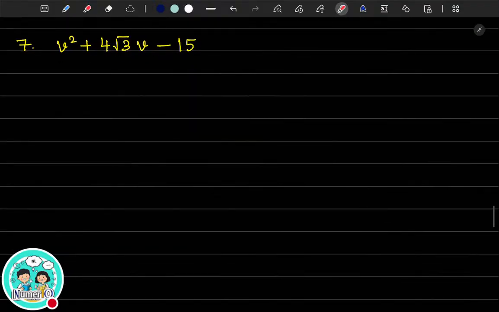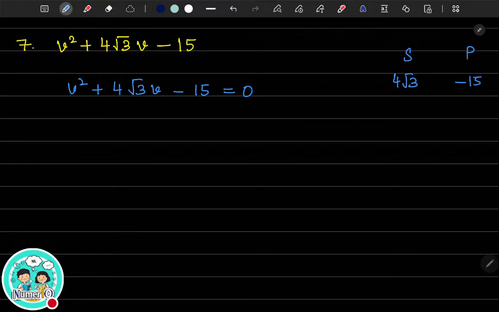V square plus 4 root 3v minus 15. So whenever you have to find the zero, you have to equate it to 0. So let's equate it to 0. So v square plus 4 root 3v minus 15 is equal to 0. Your sum and the product value. Sum is b, which is nothing but 4 root 3. Product is nothing but minus 15. So we know 5 3s are 15. I am going to take 5 3 as root 3 and root 3.